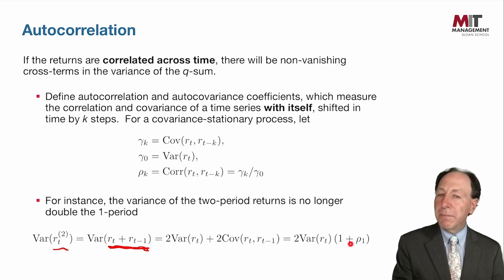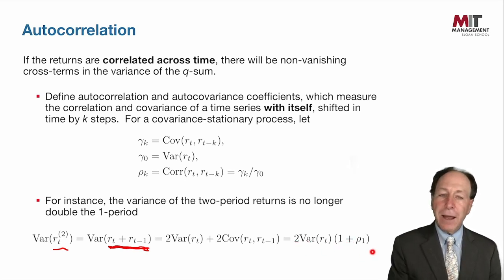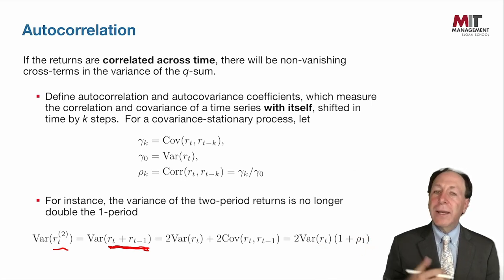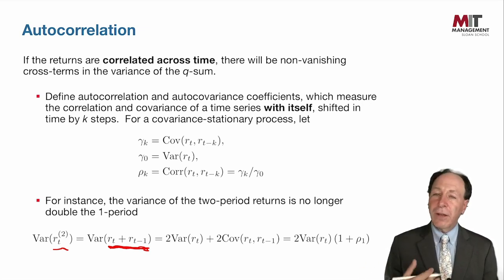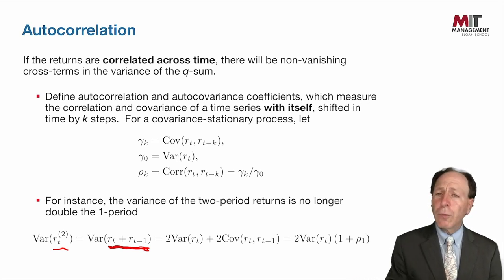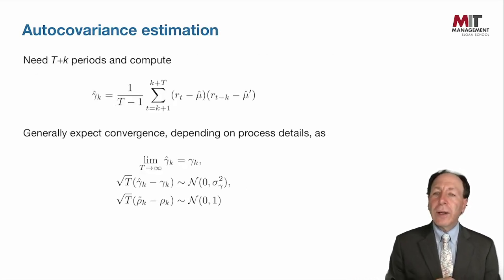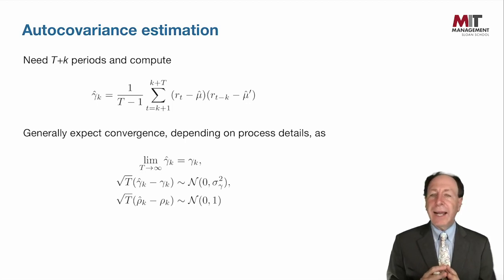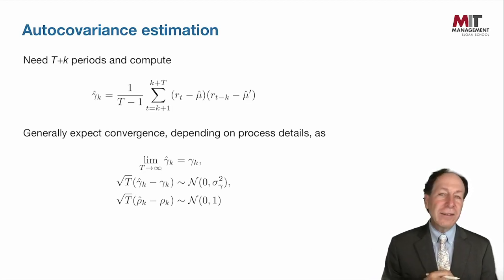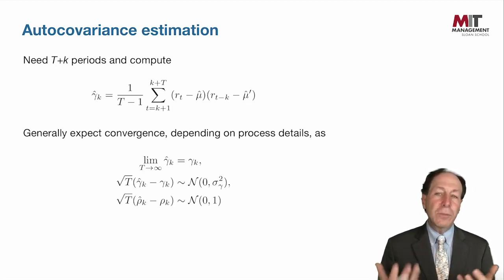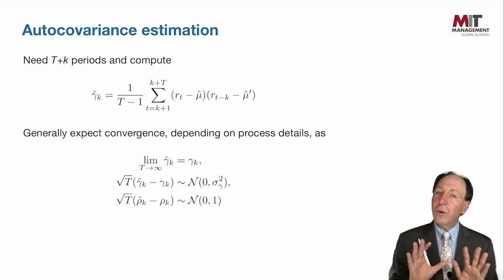So this is going to be bigger or smaller than twice the variance of a single period return, depending on whether the autocorrelation is positive or negative, depending on whether the return in one period is more likely to have the same sign or the opposite sign of the return in the previous period. So in order to estimate and compute, we use our usual formulas for computing covariances of statistical data and for computing correlations of statistical data, with one caveat.